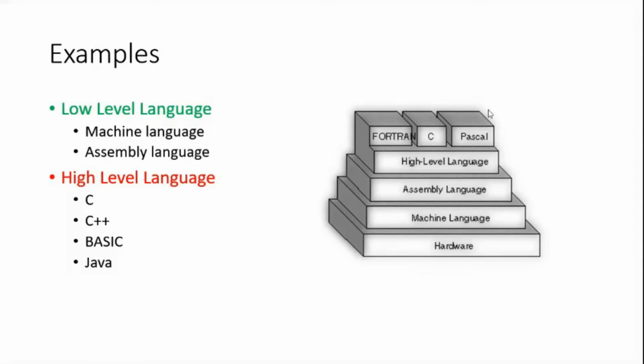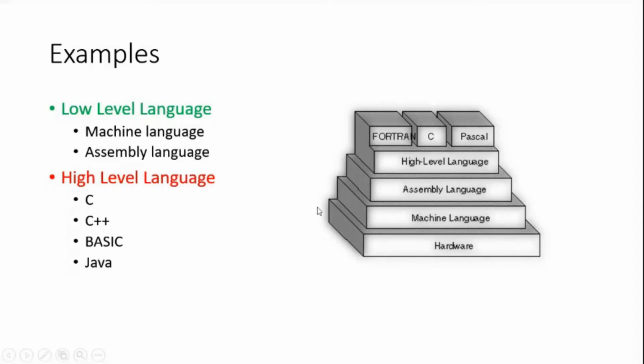So the low-level languages are machine language as well as assembly language. Both are together known as the low-level language. The high-level languages are Fortran, C, Pascal, C++, Basic, Java, whatever programming languages are available nowadays. They are high-level languages.